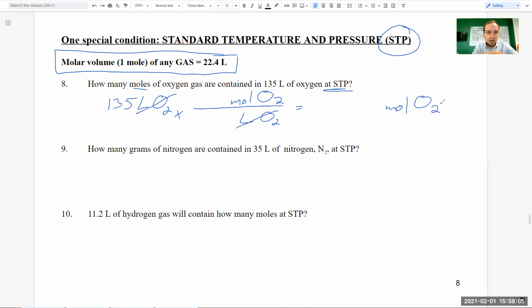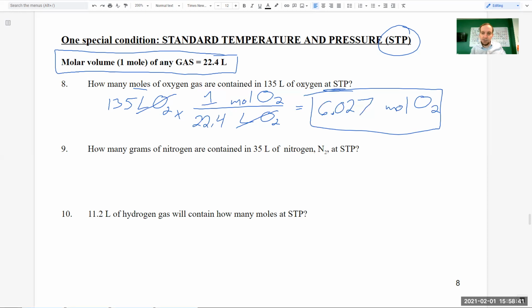So according to the rectangle I put a box around up above, for every 1 mole of any gas, in this case oxygen, that would be equal to 22.4 liters. Again, that is a constant regardless of the gas. So using my calculator, I'm going to type 135 times 1 divided by 22.4, and I get my moles of oxygen: 6.027 moles of oxygen. So that's how many moles, or quantity of oxygen molecules, in 135 liters of oxygen.